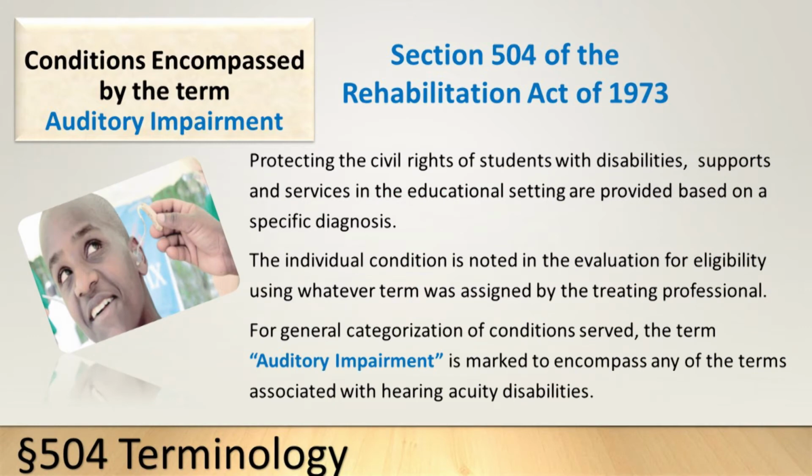Section 504 of the Rehabilitation Act of 1973 protects the civil rights of students with disabilities. Provision of the supports and services in the educational setting address the specific diagnosis. In Section 504 record, the individual condition noted in the evaluation for eligibility uses the term provided by the treating professional. For a general categorization of condition in the record, the term auditory impairment is marked to encompass any of the terms associated with hearing acuity disabilities.